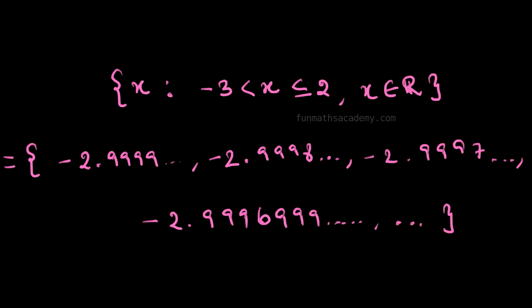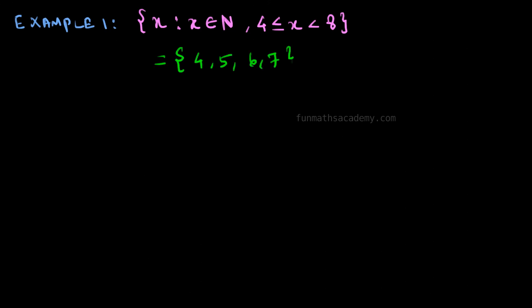Now let's check out a few examples in set builder form. Number 1. The set of all x such that x is a natural number and x is greater than or equal to 4 and less than 8. This will be the set of all numbers 4, 5, 6 and 7. 8 will not be included because x is not equal to 8 but x is strictly less than 8.